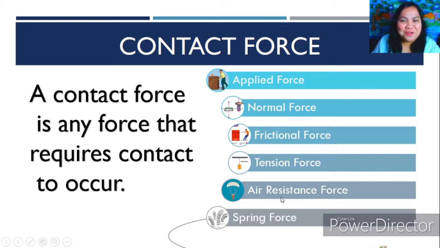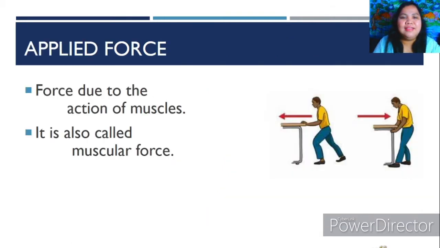Let's get to know each one of them. Applied force. Applied force is the force due to the action of our muscles. Thus, we call it muscular force. So this happens when we push or pull something, we are applying applied force.